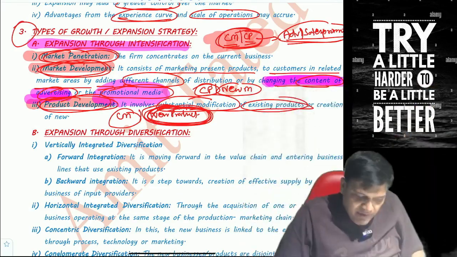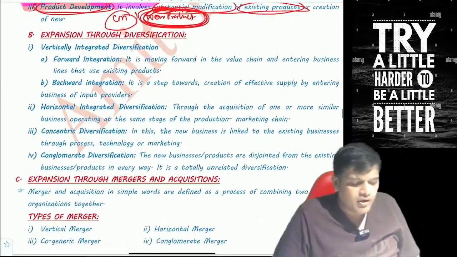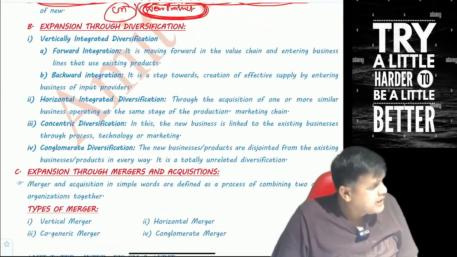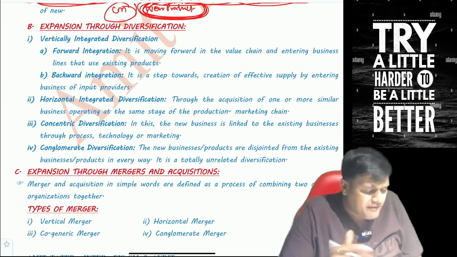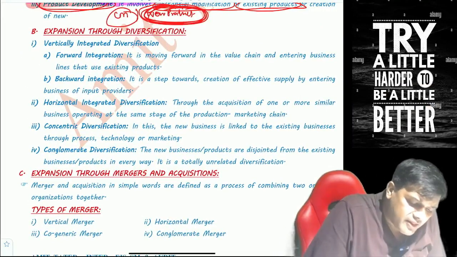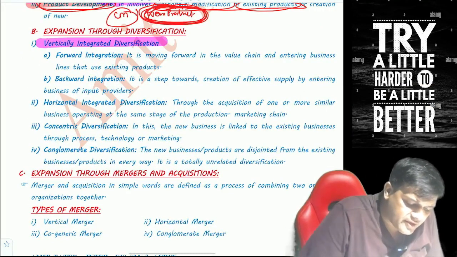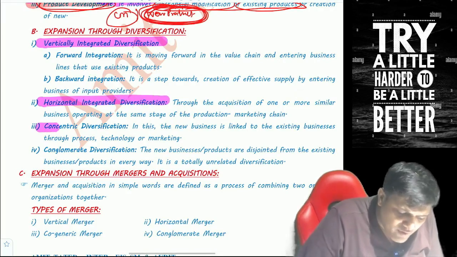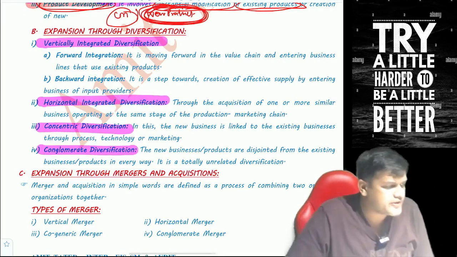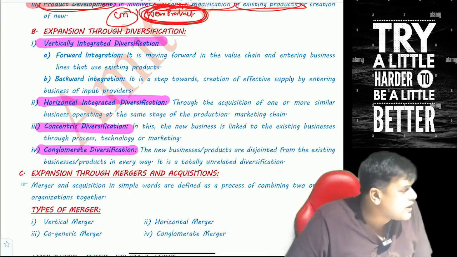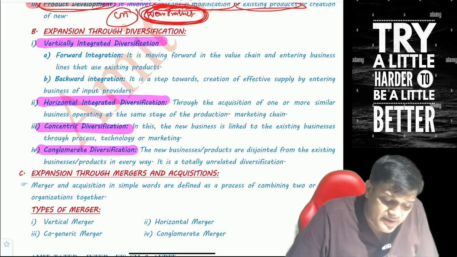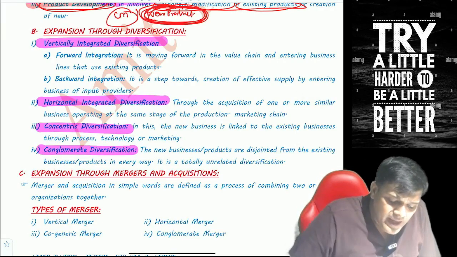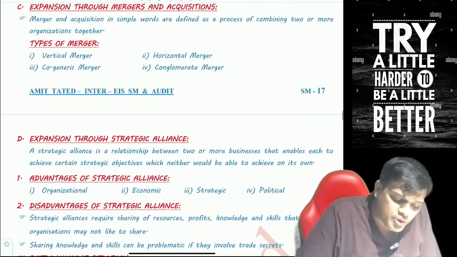After that, expansion through diversification. Now we are going on to diversification. Diversification is completely a different element. Diversification focuses on a total of 4 elements. What are the 4 elements? One is vertical diversification, one is horizontal diversification, one is concentric diversification, and one is conglomerate diversification. Please listen carefully, I will explain with some examples, and these examples are very important to focus on.